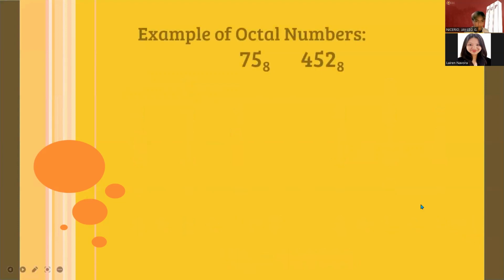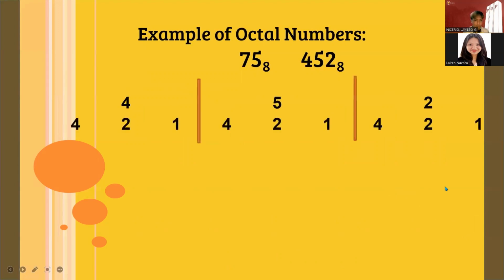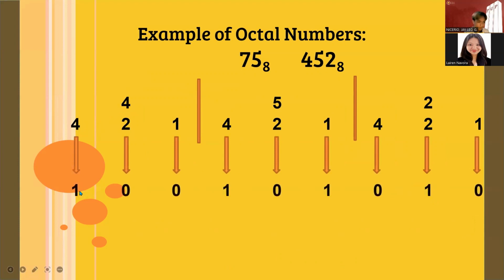So the next one is 452 subscript 8. So first we need to convert each digit into a 3-digit binary number. And in order to get 4, we need 4 here. So here, number 4 will be equivalent to 1. And the number that we didn't use will be 0. So 2 and 1 is equivalent to 0. In order to get 5, we need 4 and 1. So here. And in order to get 2, we have 2 here.